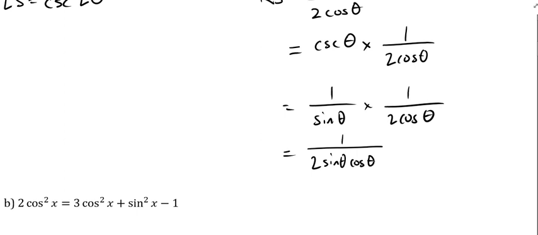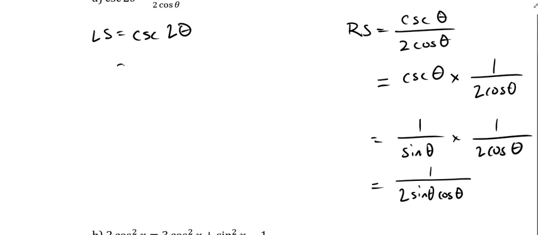What does that look like? Identities are a lot about noticing things. Oh, this looks like something I'm familiar with. Yeah, very nice. If you didn't notice that, you might be stuck. You don't have much choice on the left side anyway, but if you didn't notice that, then it might be tricky to finish off this question. But if you do, this is 1 over sine of 2 theta.